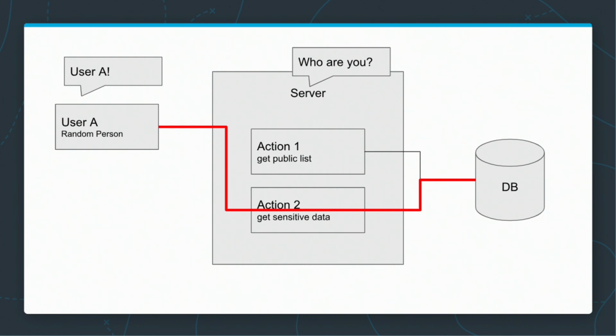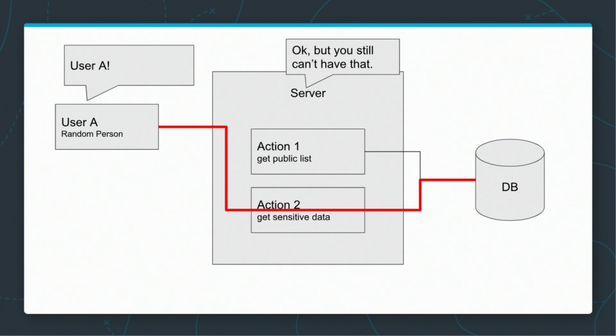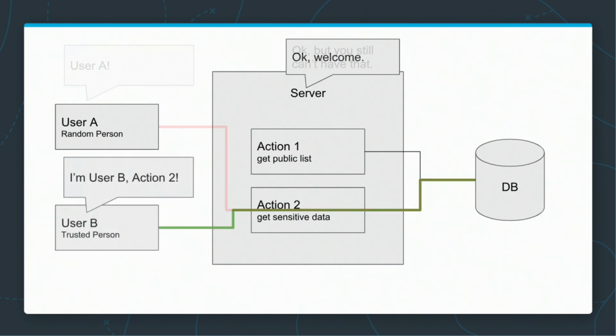Going back to our example, our server is asking who is asking for this data. User A might respond with user A by submitting a username or an email. Now, if the server is satisfied with that answer, it should still reject the request because this random person should not have access to the sensitive data. If user B comes along, this trusted person, and the server is satisfied that it is user B, it should grant that sensitive data to that user.